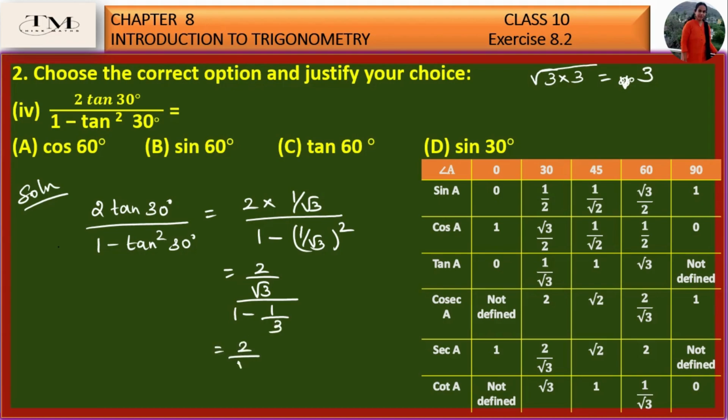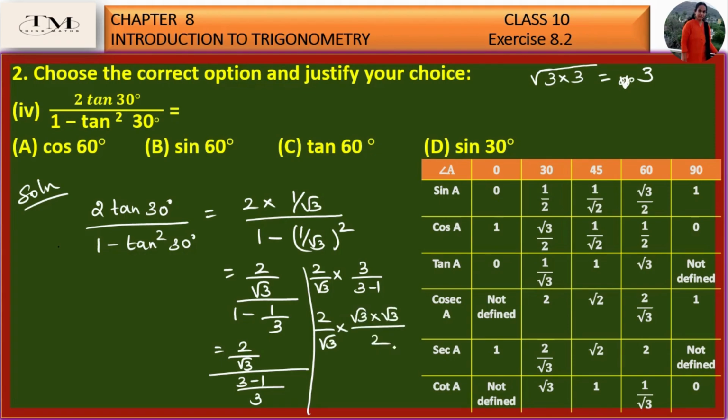So 2 by root 3 divided by 3 is the LCM. In the numerator we have 3 minus 1. Calculating, 2 by root 3 and taking this to the numerator, 3 minus 1 divided by 3 will become 3 divided by 3 minus 1. So 2 by root 3. This 3 can be written as root 3 into root 3, divided by 3 minus 1 is 2. So 2 gets cancelled, root 3 gets cancelled. So the answer is root 3.